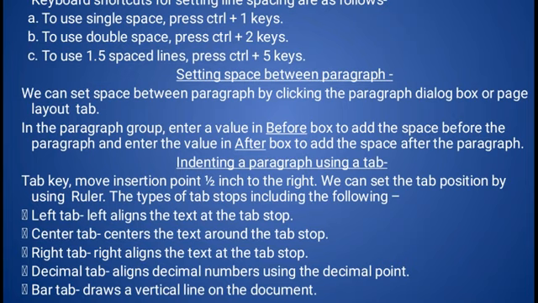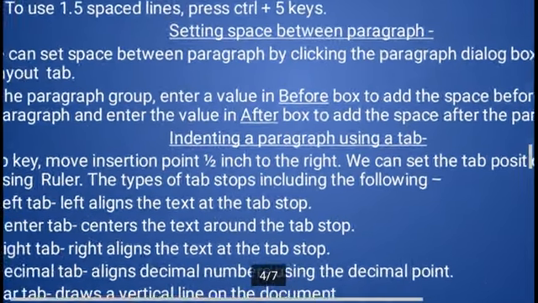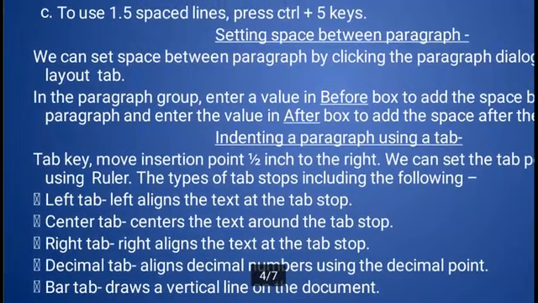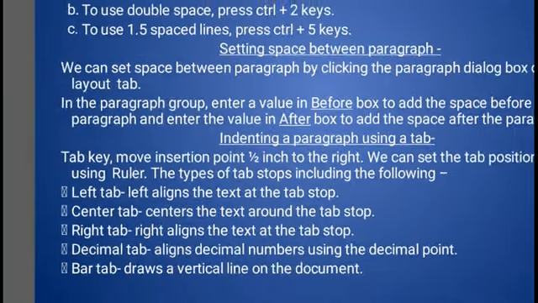So the types of tab stops include the following. Left tab: left align the text at the tab stop. We can also use center tab: center the text around the tab stop. We can use right tab: right align the text at the tab stop. Decimal tab: we can also use decimal numbers aligned on the decimal point. And bar tab: draw a vertical line on the document. So these are the different types of tabs we can use to set our data in tabular structure format.